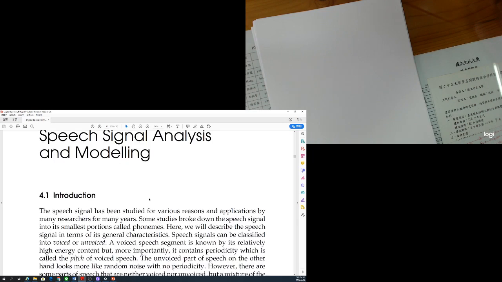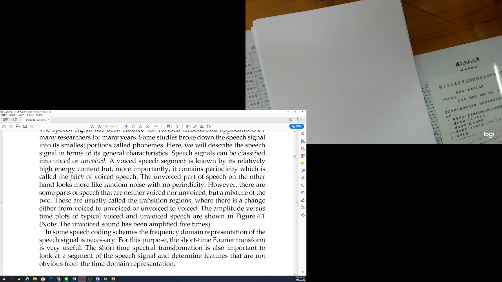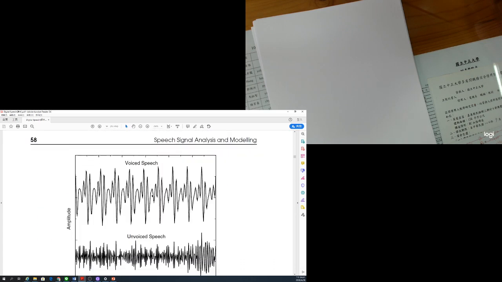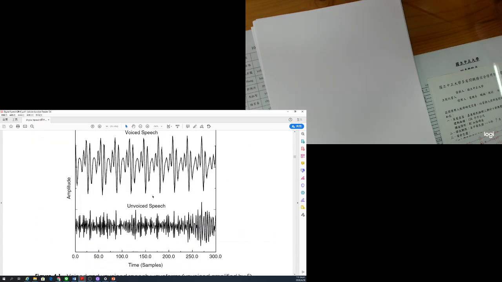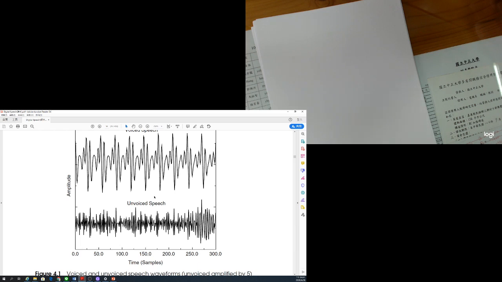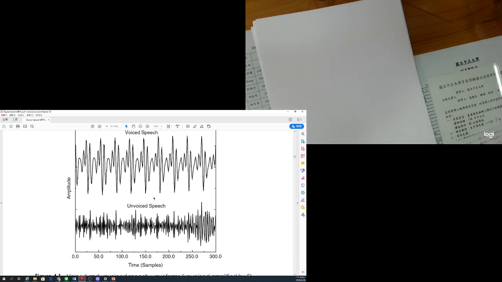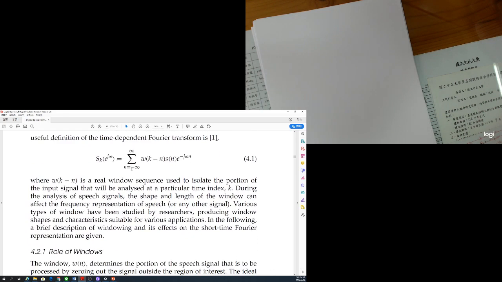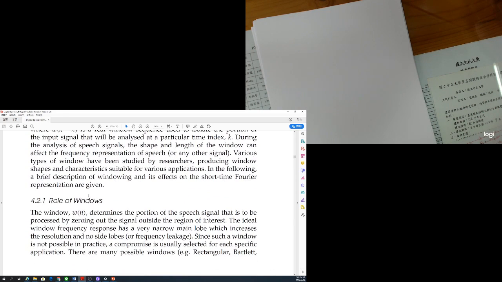So in the beginning we are talking about the speech signal, so we do not wait for the human being to finish the talk. We have to partition it frame by frame. So how do we partition? The main idea is windowing.